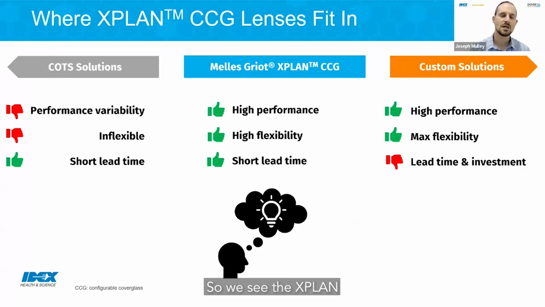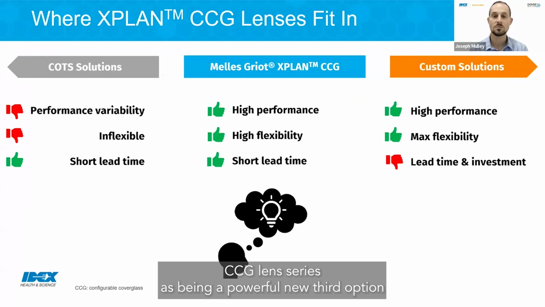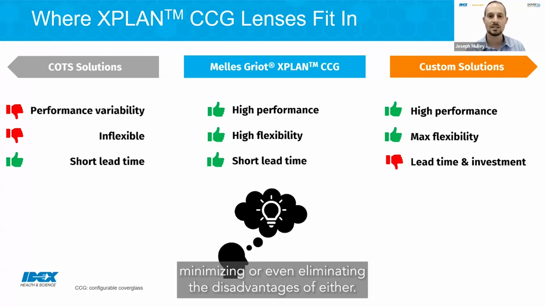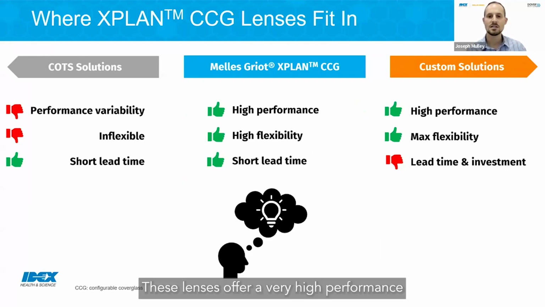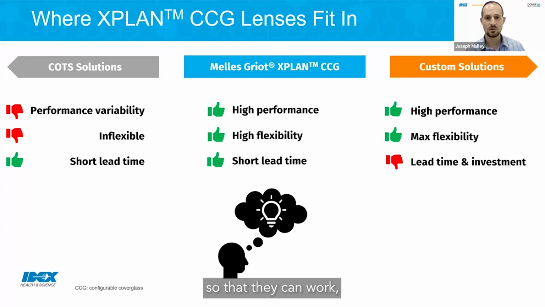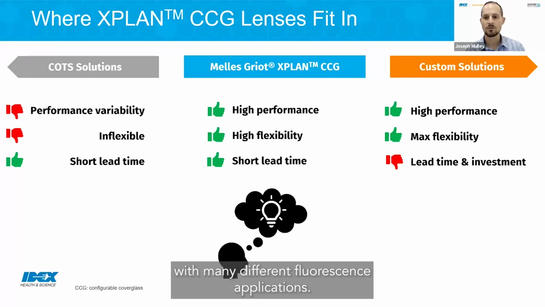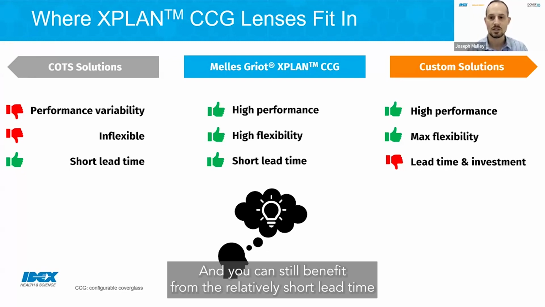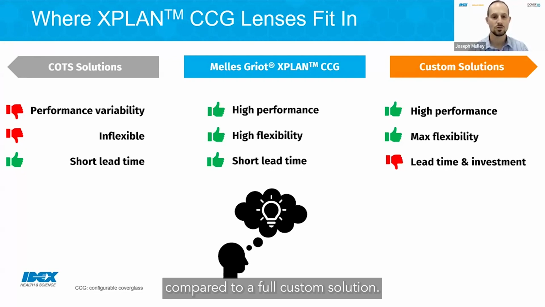So we see the XPLAN CCG lens series as being a powerful new third option that really combines the benefits of the off-the-shelf solutions and custom solutions, while at the same time minimizing or even eliminating the disadvantages of either. These lenses offer a very high performance while maintaining very high flexibility so that they can work with many different fluorescence applications, and you can still benefit from the relatively short lead time compared to a full custom solution.